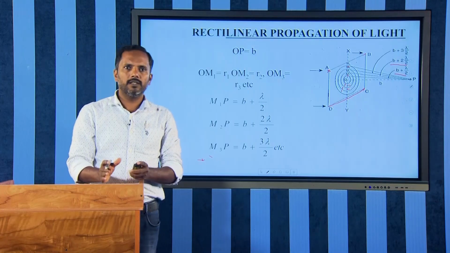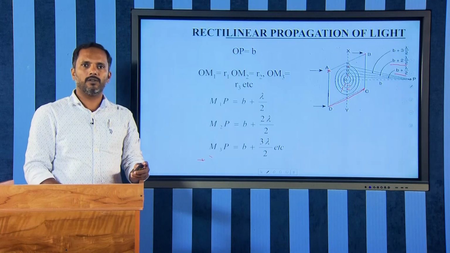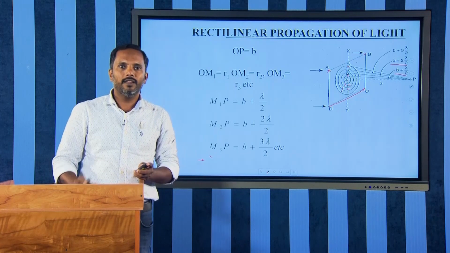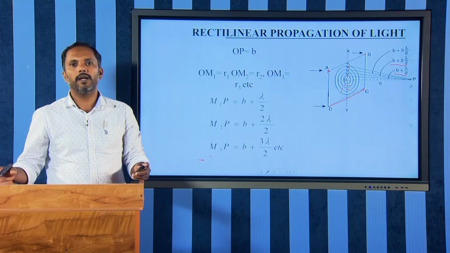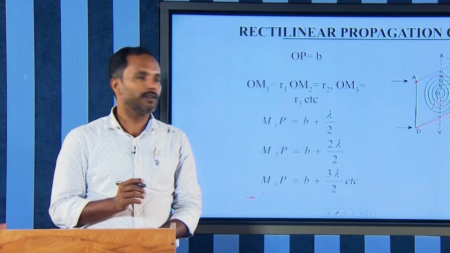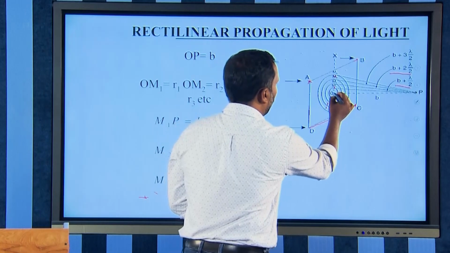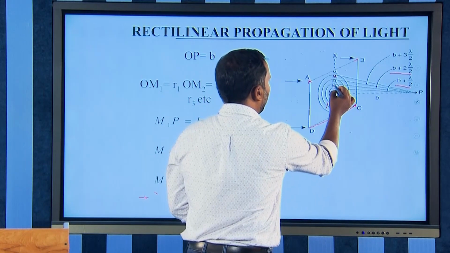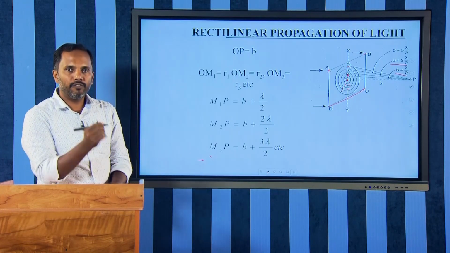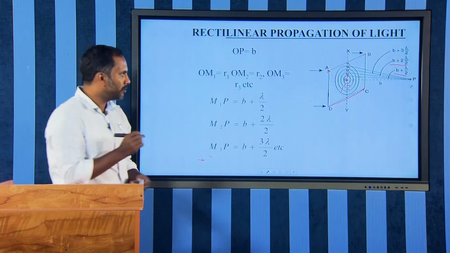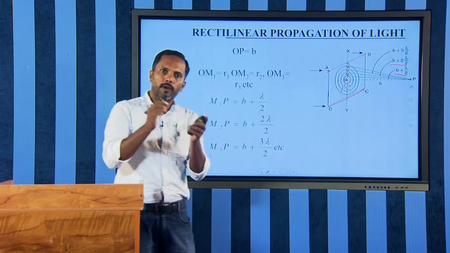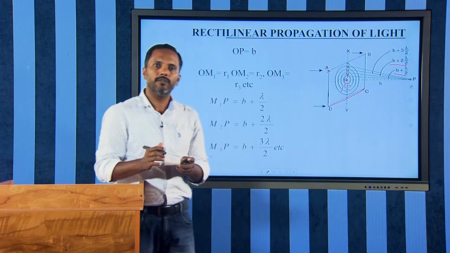So, what we have discussed, these circular zones are called half period zones or half period elements, because each zone differs from its neighbors by a path difference of lambda by 2. That is, the secondary waves starting from points O and M1 and reaching point P will have a phase difference of pi, because there is a path difference of lambda by 2.